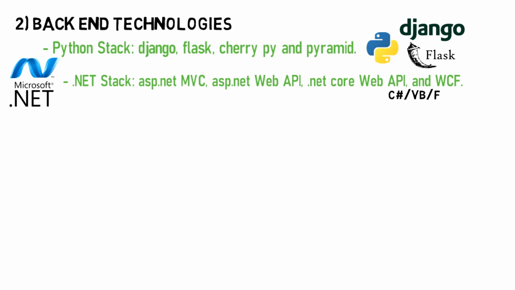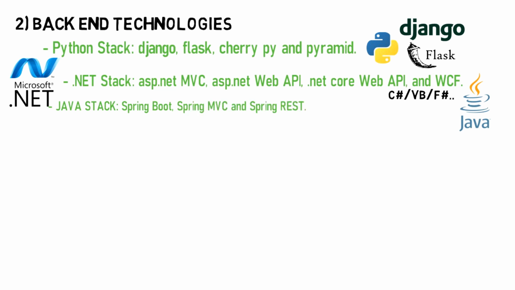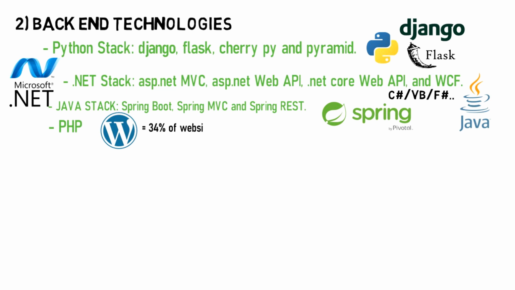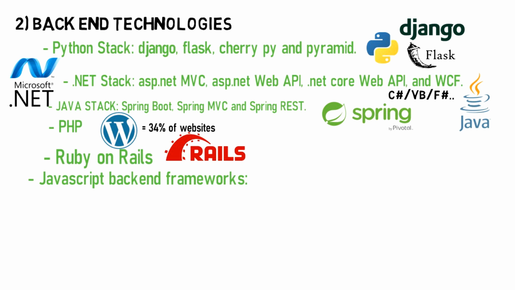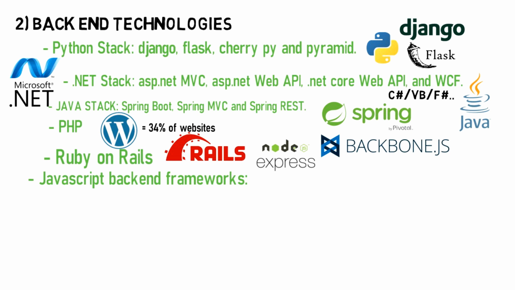You can use languages such as C#, VB.NET, and F# to develop this, but the most widely used language for .NET development is C#. Next, we have the Java stack, which consists of technologies such as Spring Boot, Spring MVC, and Spring Rest. We can also use PHP for backend, as it is still one of the most widely used languages to develop WordPress websites. Currently, over 34% of websites in the world are built with WordPress, which uses PHP as its programming language. We have another popular MVC-based backend framework called Ruby on Rails. And interestingly, we also have some JavaScript frameworks for building our backend web applications. Some of the popular JavaScript frameworks for backend development are Express.js, Backbone.js, and Meteor.js.